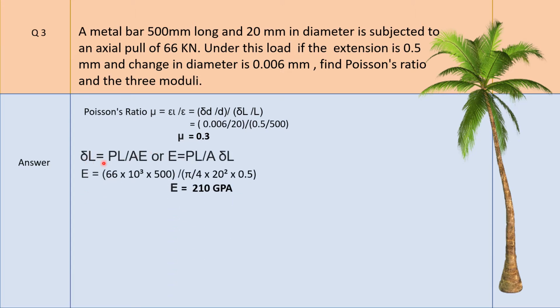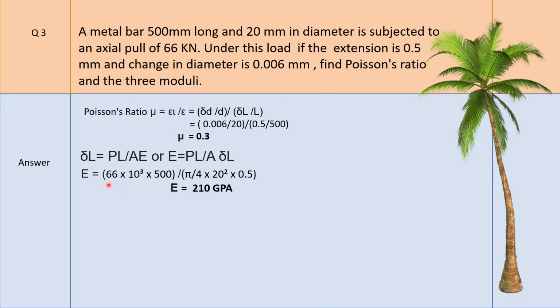We know the formula delta L is equal to PL upon AE, and if we write it for E, it becomes PL divided by A delta L. So substitute the values. P given is 66 kilonewton, so bracket open 66 into 10 raised to 3, L is 500 mm, so this is PL, divided by bracket open area, bar diameter is 20, so pi by 4 into 20 square, and delta L given is 0.5, so into 0.5 bracket close. So put the bracket in the numerator and the denominator so that your answer doesn't go wrong.